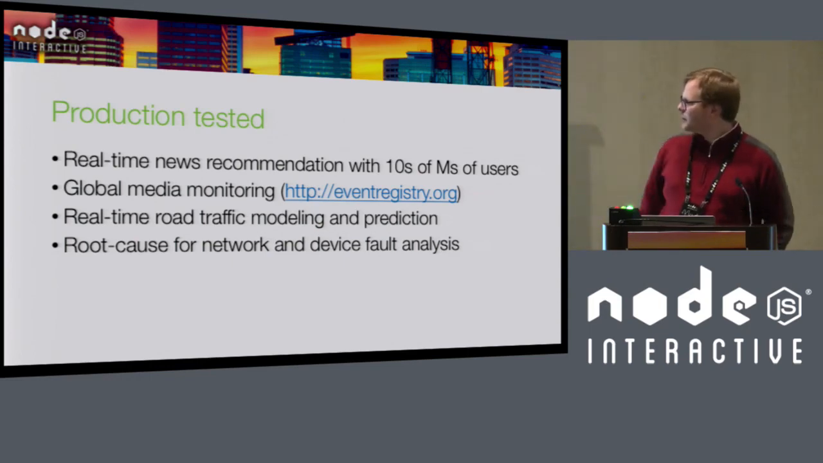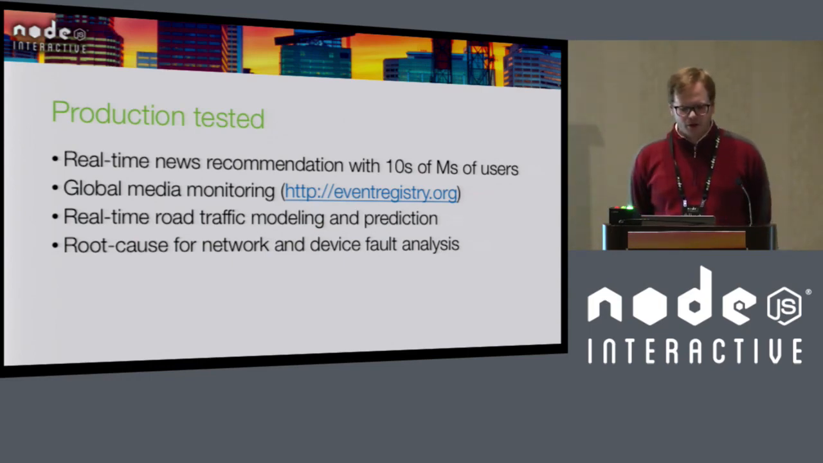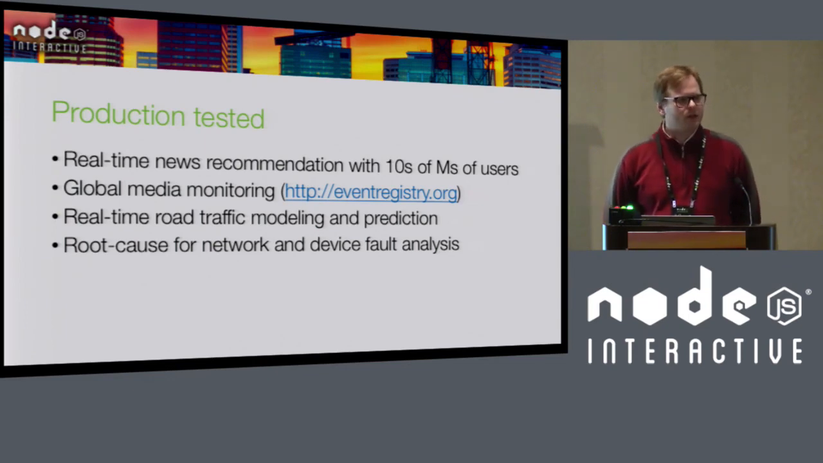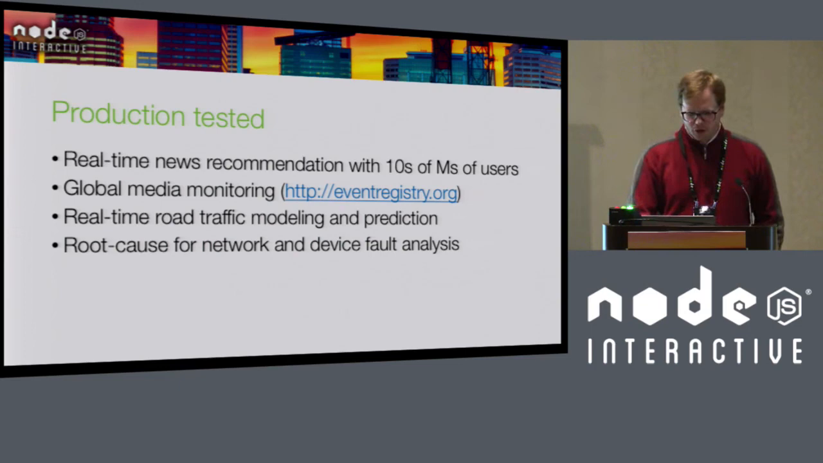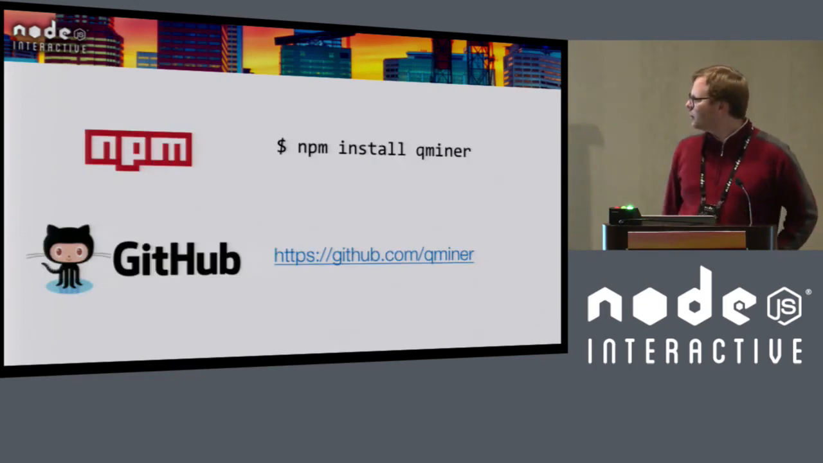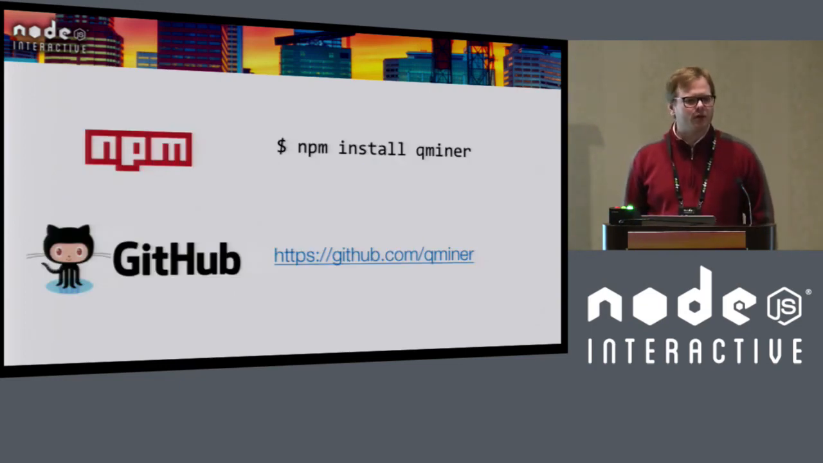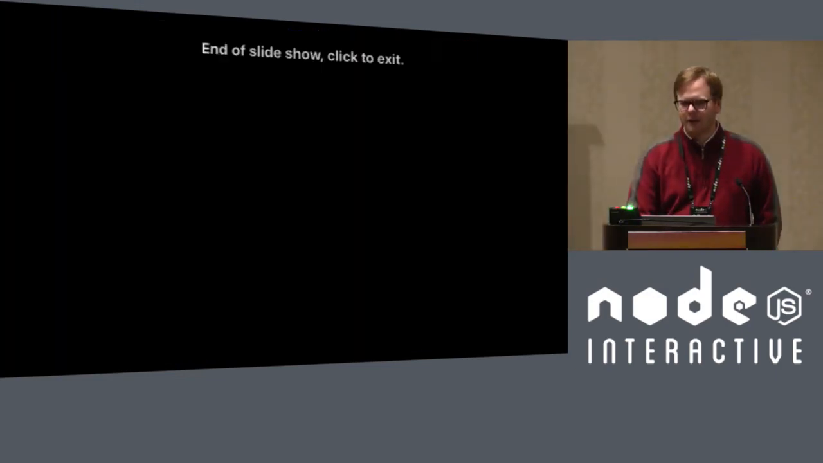It's powering a website called Global Event Registry that's extracting events from a real-time feed of around 100 to 200,000 news articles per day. It was used for modeling road traffic on complete data from UK highways, and also on a couple of other projects. And it's available on npm and also on GitHub. So that's it. If there are any questions.